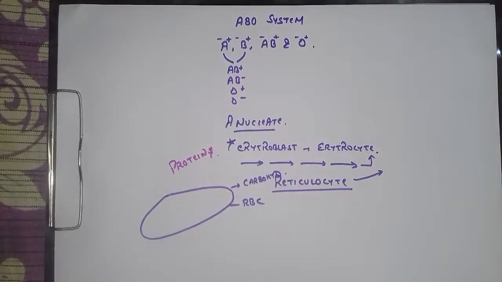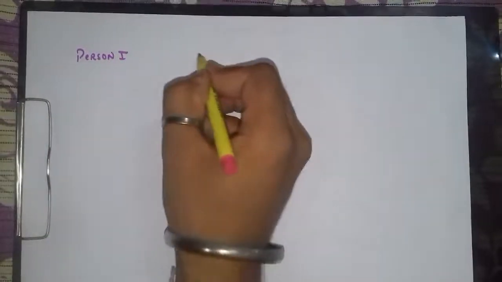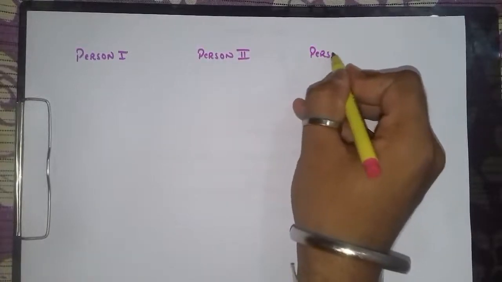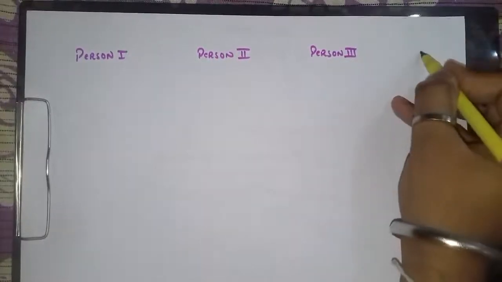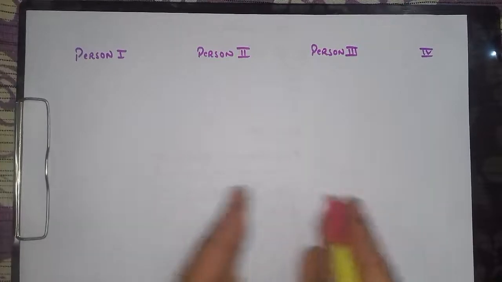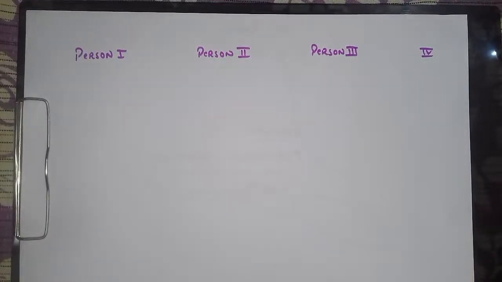So in order to proceed in this topic, let me tell you in detail. We will study 4 different persons having different types of blood groups. Person number 1, person number 2, person 3 and 4. Let us suppose all these 4 persons or individuals are in the mother's womb or are children.